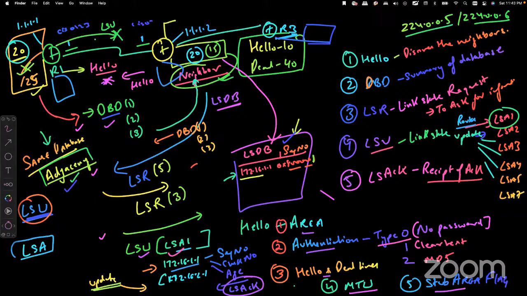R1 and R3 will have the same database table, but will not have the same neighborship. So R3 has to go via R2. In the database table, you will also know who is sending this information, like who is your advertising router. That information will be of R2.